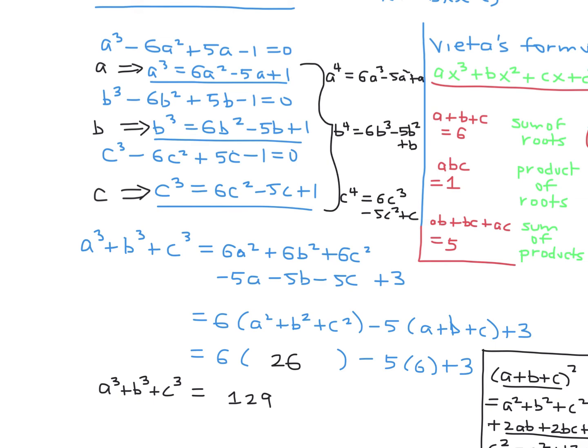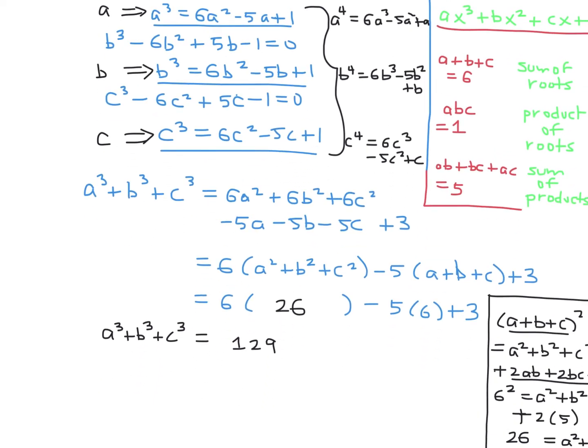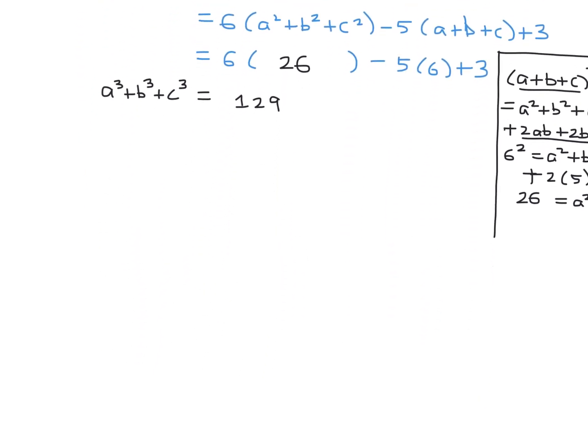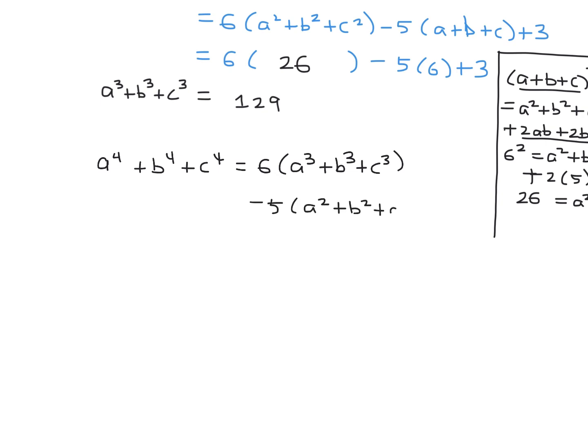And then what you do is very similar to before. You add these together. And I will do that down here. So let's add them all. When you do, you get a to the power of 4 plus b to the power of 4 plus c to the power of 4 is equal to 6 times a to the power of 3 plus b to the power of 3 plus c to the power of 3, minus 5 times a squared plus b squared plus c squared, plus a plus b plus c.